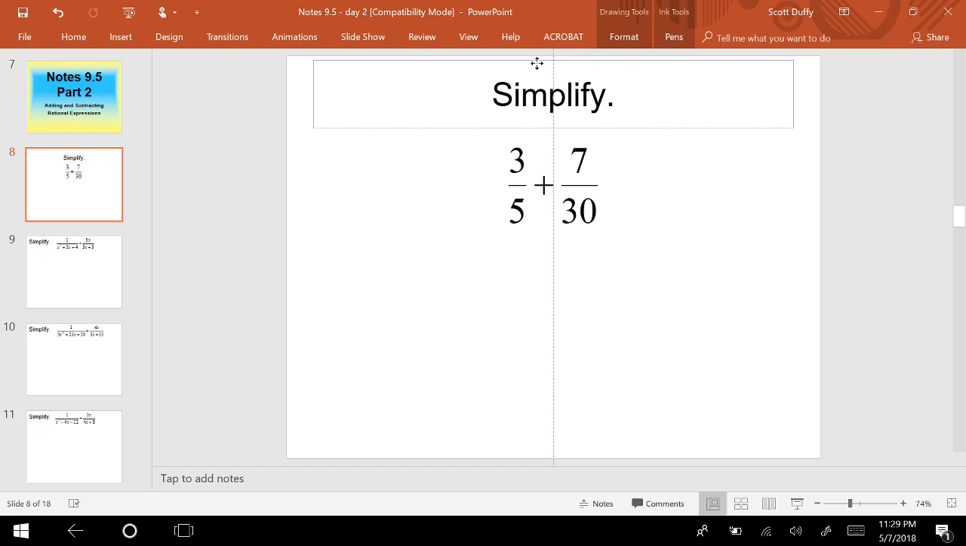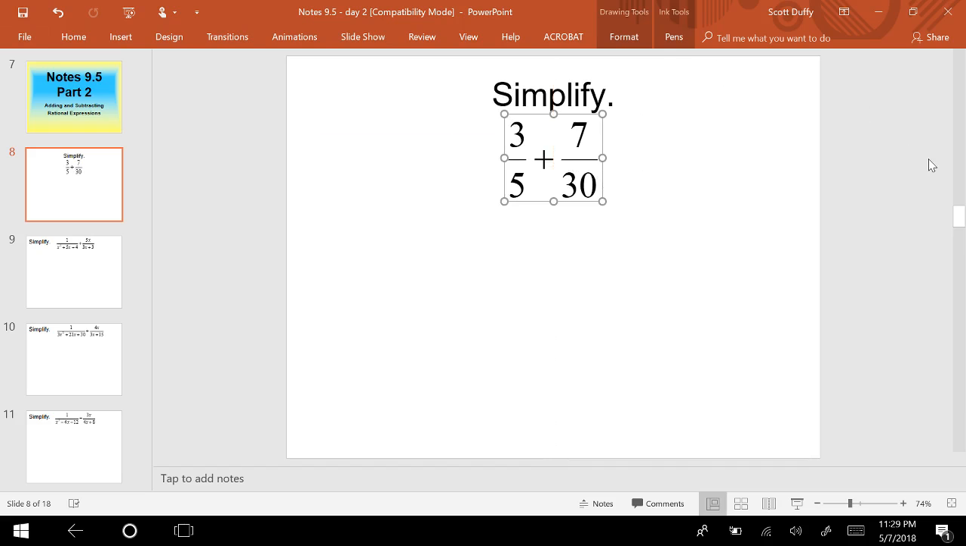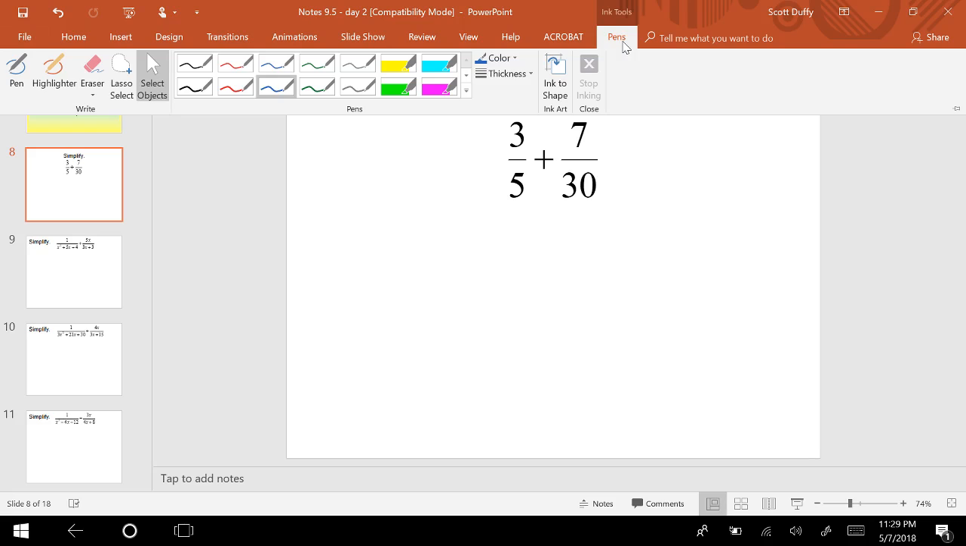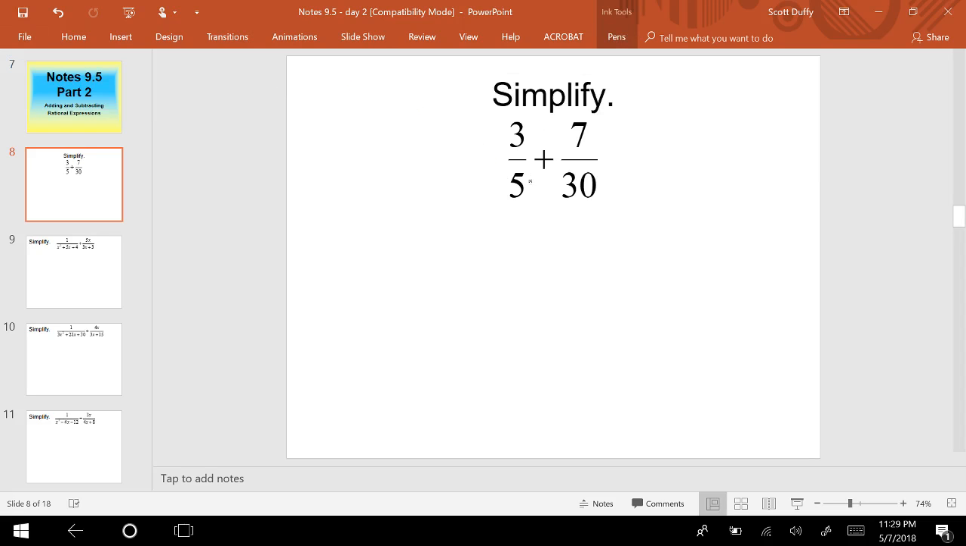I'm going to show you that even though you realize it's very easy to do without prime factorization, you guys realize that all you have to do is multiply both the top and the bottom by 6, because 5 times 6 is 30. Okay, but I want to show you guys prime factorization just so that you can see how it works. So 3 over 5, that's already factored. There's nothing we can do with that 5. So I'm going to rewrite it as 3 over 5 plus 7 over 30.